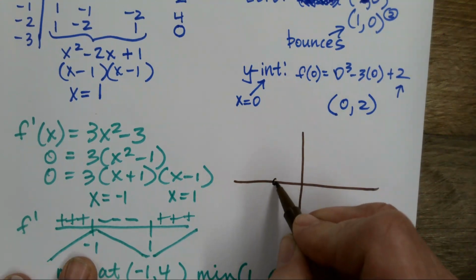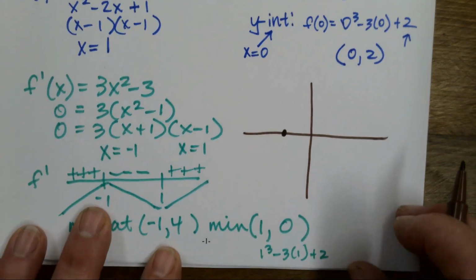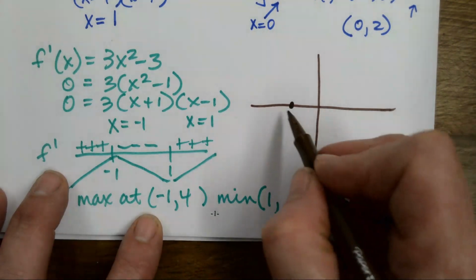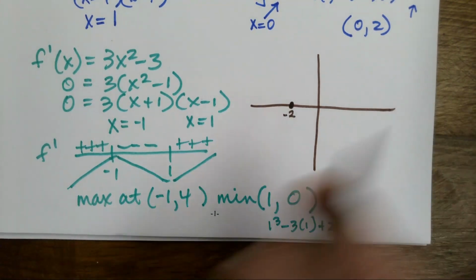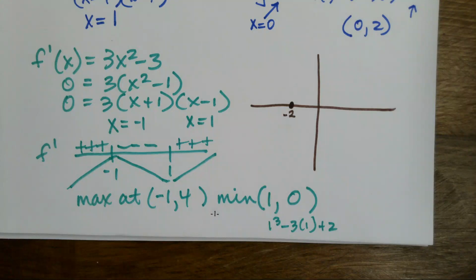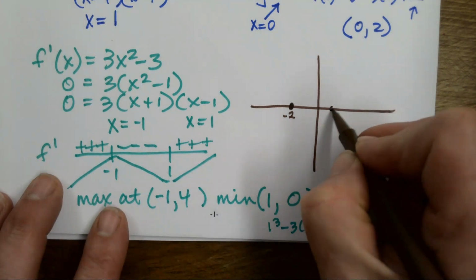I'm going to approximate negative 2. And I just approximate. I don't go crazy about where it is. I just try to put it in the right location. Negative 2 is to the left of 0, so I'm going to cross at negative 2. And then my other 0 is at 1, so I'll put a point there at 1.